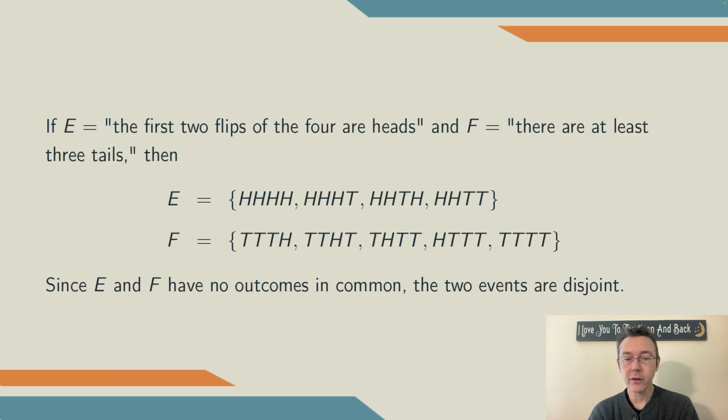And you can look at these and compare very directly that E and F have no outcomes in common, so these 2 events are disjoint. And this makes sense in light of the English language definitions that we have here. If the first two of the four flips are heads, then there's no way that we can have at least three tails.